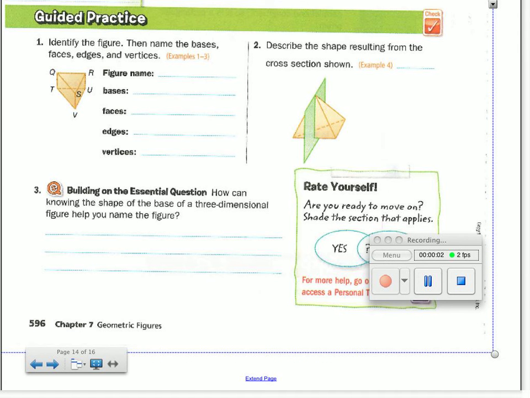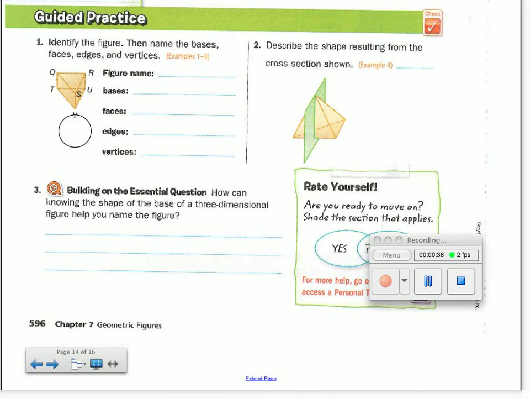All right, so number 1 says identify the figure, and then name the bases, faces, edges, and vertices. So the figure name, I can tell it's a prism. Remember, a prism has a shape like a polygon, and then it has a congruent side that is parallel to it. I know it might be kind of hard to see, but this triangle and this triangle are parallel and they are congruent. So that makes it a prism. And the shape of that base, or the two bases, is a triangle.